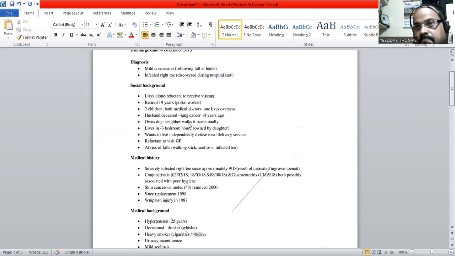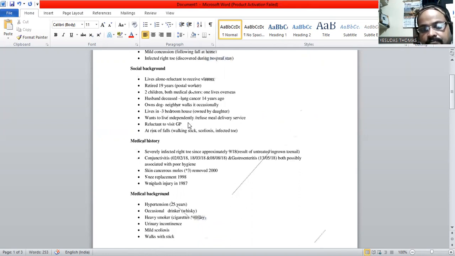She was in the postal service, and she retired 19 years ago. Now she takes a walk with her dog occasionally, and right now she wants to live independently. Now she has problems with scoliosis, an infected toe, and she's at risk of falls. This is her social background.